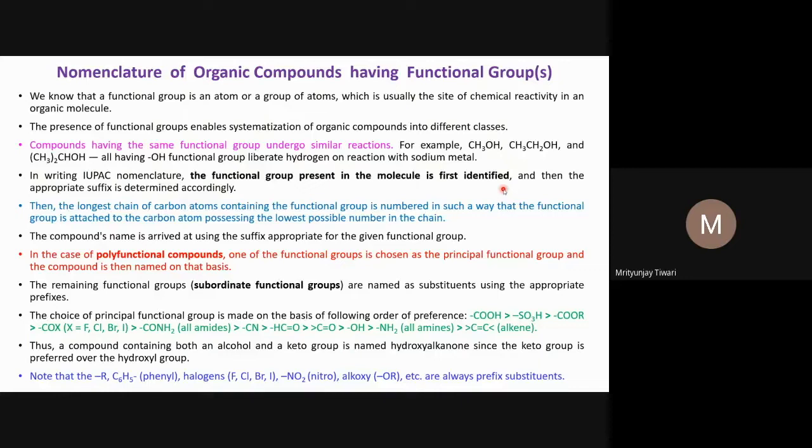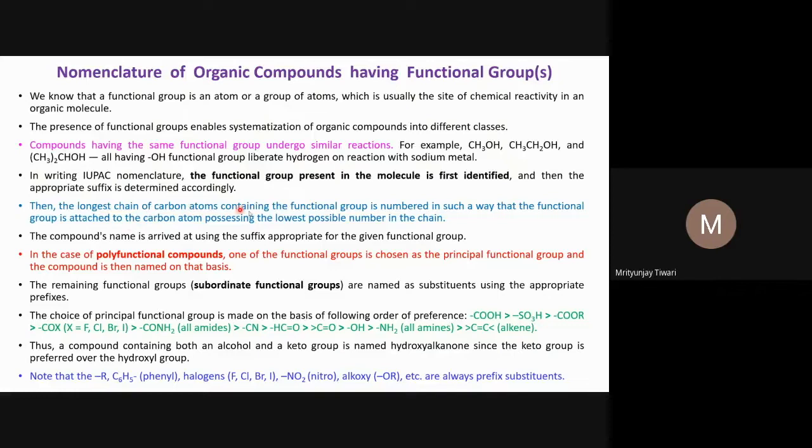Or similarly, if a CHO group is attached somewhere, and there are no other functional groups of higher reactivity than the CHO aldehyde group, then the name will end in AL. So the appropriate suffix is determined accordingly, and for each functional group a suffix is already given by the IUPAC, and that suffix we add in writing IUPAC nomenclature.